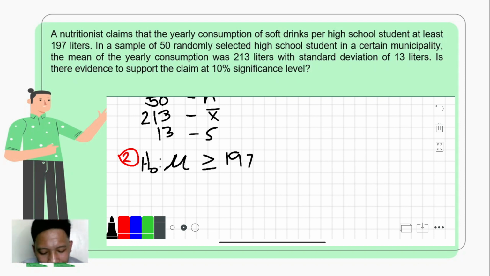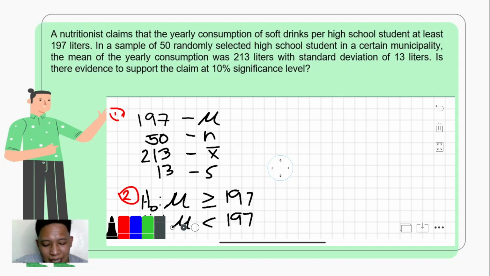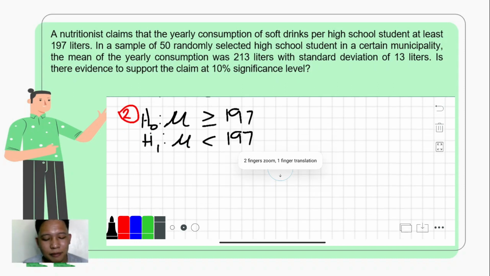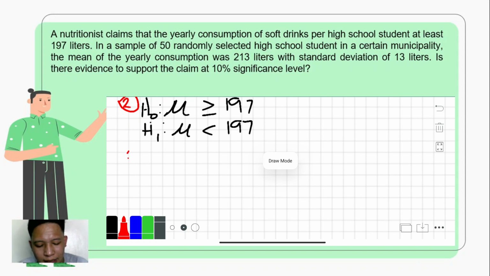Okay, next is that we have our alternative hypothesis. So, our alternative hypothesis is, of course, its complement. That is mu is less than 197. Remember that 197 is our population mean. Okay, so that's how we formulate our hypothesis. Okay? Meron pa pong given ata yung nakalimutan. That is actually our alpha level or the significance level, which is 10% or 0.1 or 0.10. Okay? So, after formulating our hypothesis, our next step is for us to determine our test procedure.